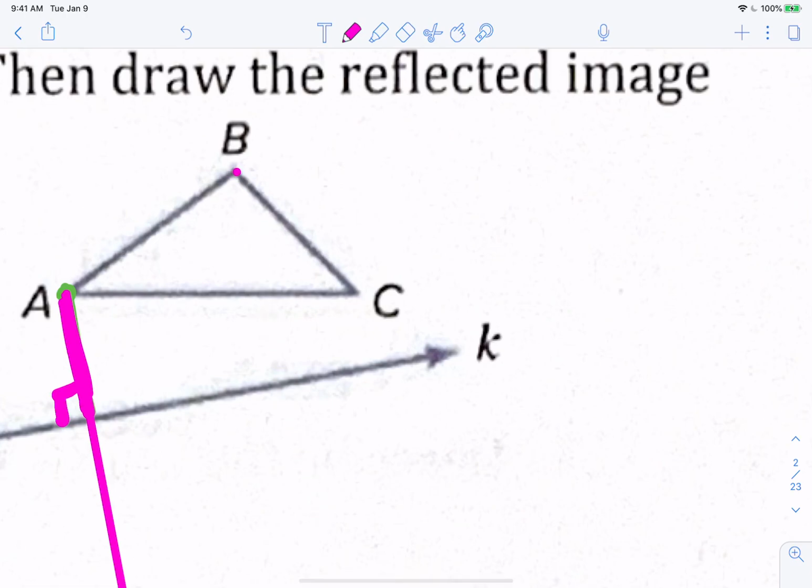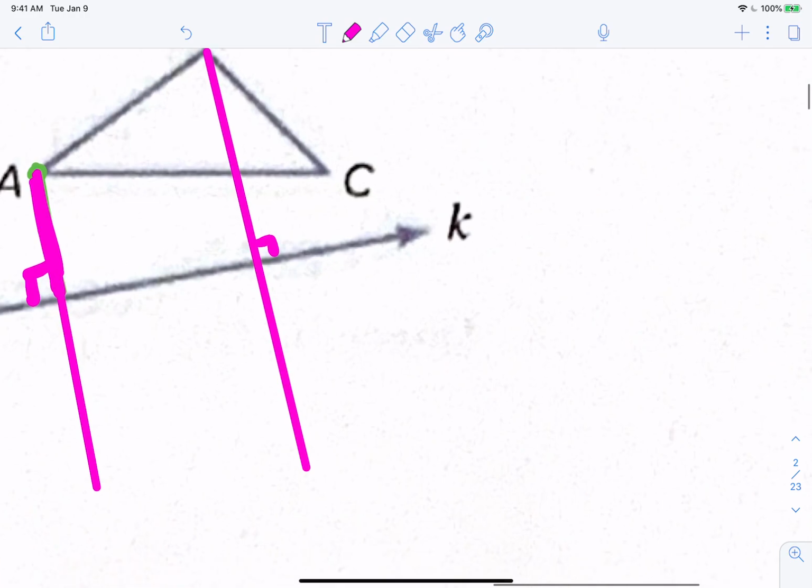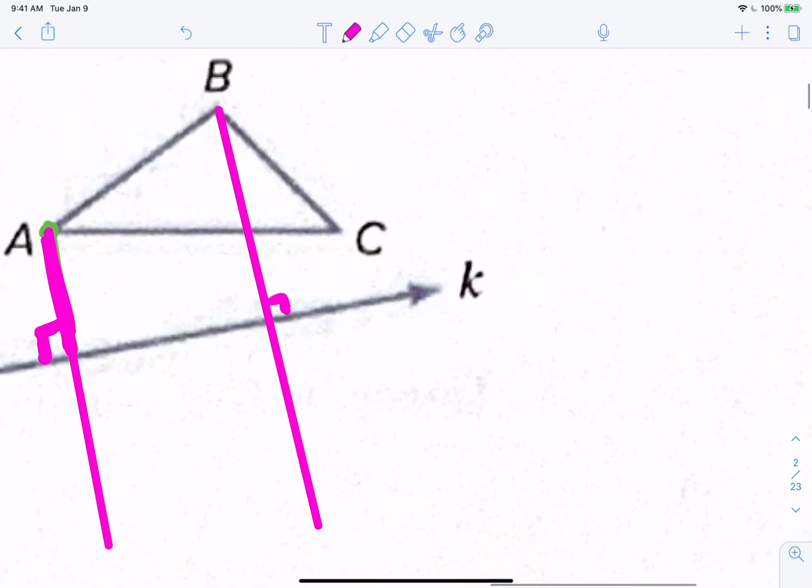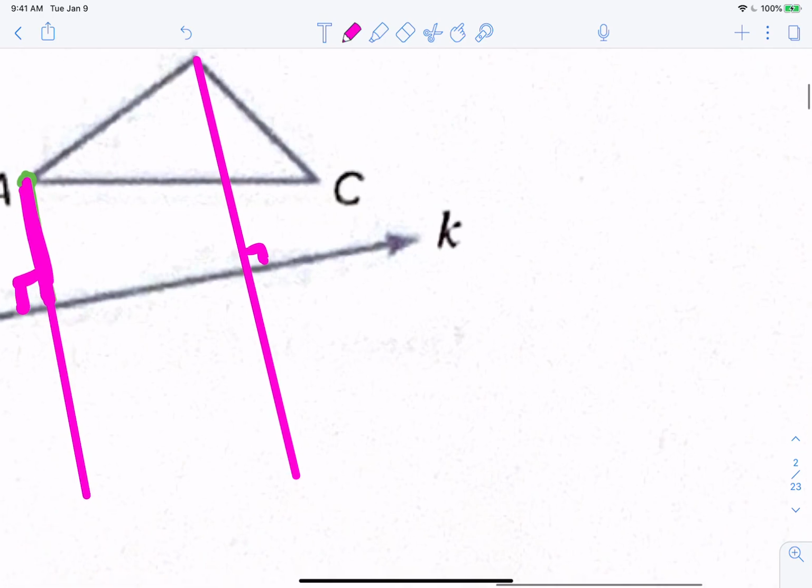Boom. Okay, so do the same thing with B. You're gonna draw your line straight down at a 90-degree angle using your note card. Put your note card over here in this corner so that you can have it at a 90-degree angle. Same thing with C. Okay?